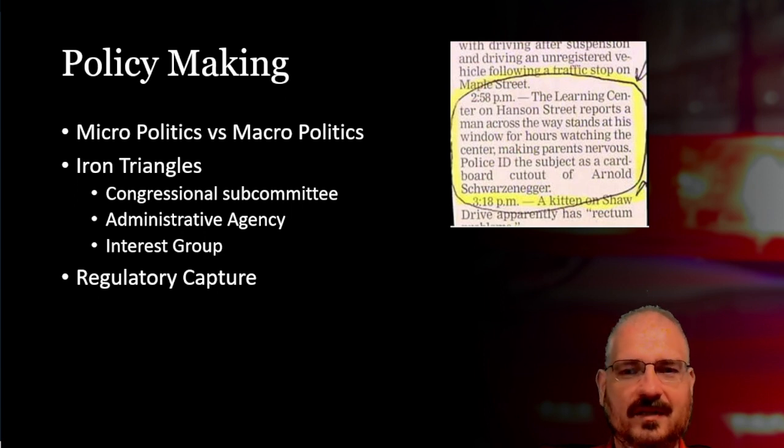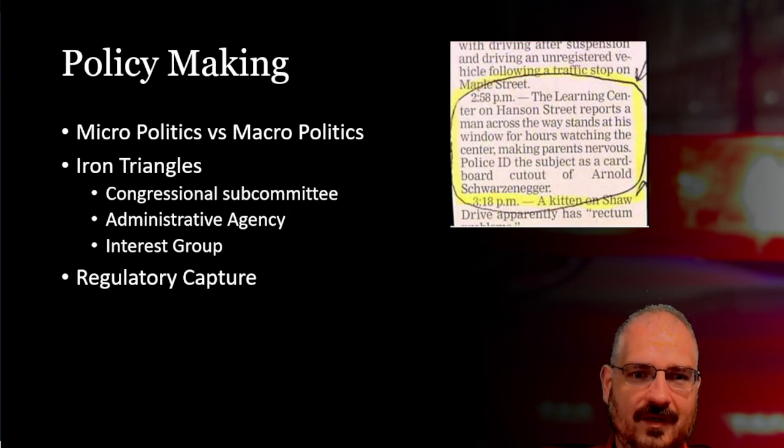Whereas macropolitics is the large, you know, affects an entire region of the country or the whole country, right? It's the major things that get lots of media attention, you know, Supreme Court decisions and presidential appointments and this stuff. That's all macropolitics.